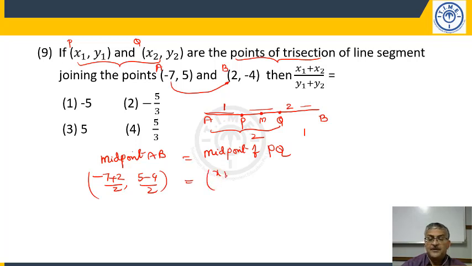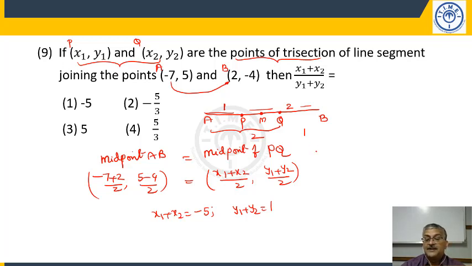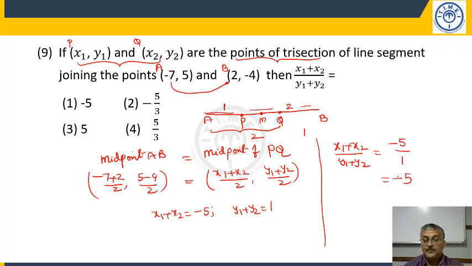What is the midpoint of PQ? x1 plus x2 by 2, y1 plus y2 by 2. So obviously these both are equal. We just equate the corresponding x coordinate and y coordinate. So minus 5 by 2 is equal to x1 plus x2 by 2, so x1 plus x2 is equal to minus 5. And 1 by 2 is equal to y1 plus y2 by 2, so y1 plus y2 is equal to 1. Now what is the question they are asking here? Simply x1 plus x2 by y1 plus y2. That is minus 5 by 1, which is nothing but minus 5. So the required answer is minus 5.